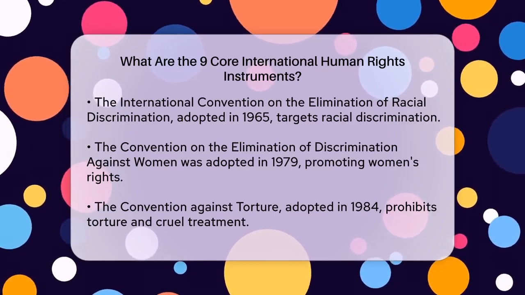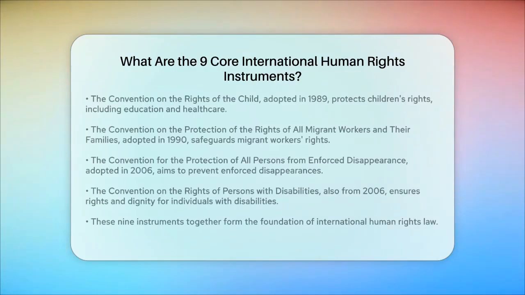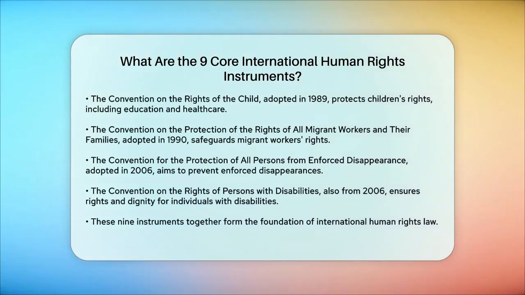The Convention on the Protection of the Rights of All Migrant Workers and Members of Their Families, adopted in 1990, safeguards the rights of migrant workers and their families. It covers rights such as fair wages, safe working conditions, and social security.